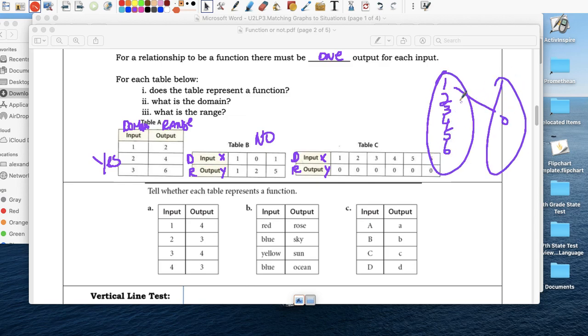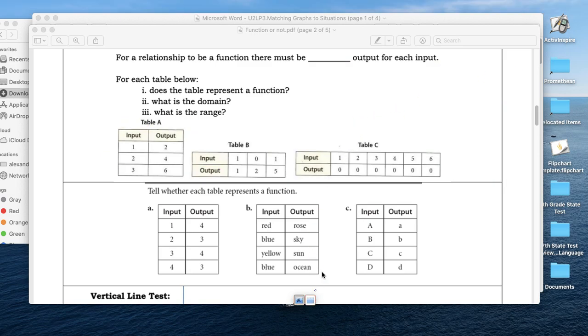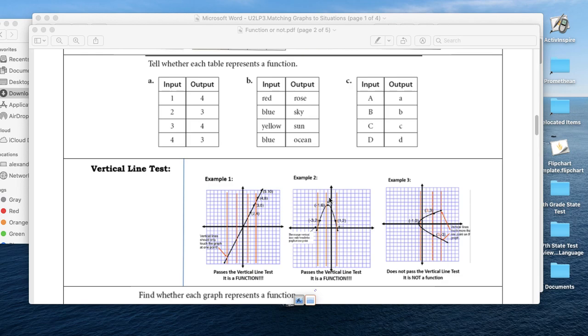X, well, if that were to look like the mapping, it would look like this. 1 has an output of 2, 2 has an output of 0, 3 has an output of 4, 4 has an output of 5, and so on. And that's okay. Every single input has one output. It doesn't matter that they're all the same. So this is my input, this is my output. So this, yes, it's a function.